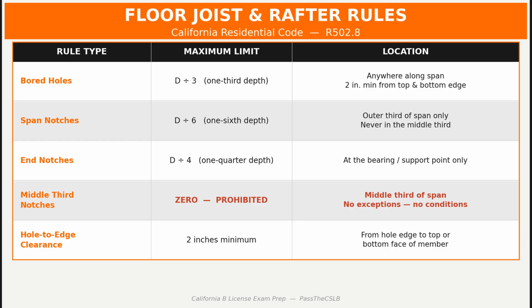Material near the neutral axis carries less stress. This is why holes can be proportionally larger than notches. But drill that hole close to the top or bottom edge, and you are removing material from the highest stress fibers in the cross-section. The mandatory 2-inch clearance from any bored hole to the top or bottom face of the joist protects exactly those fibers.